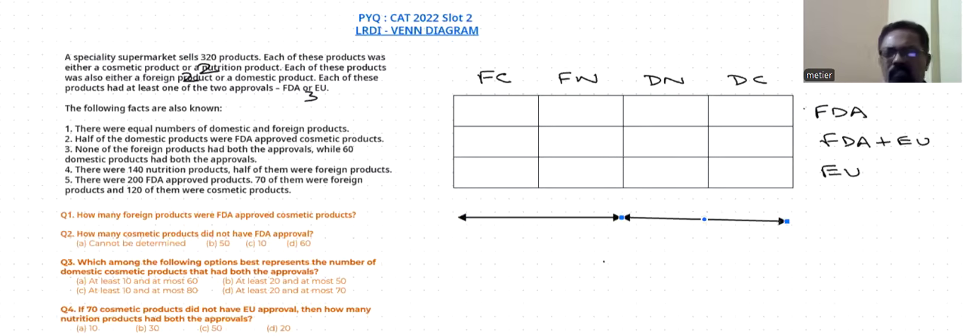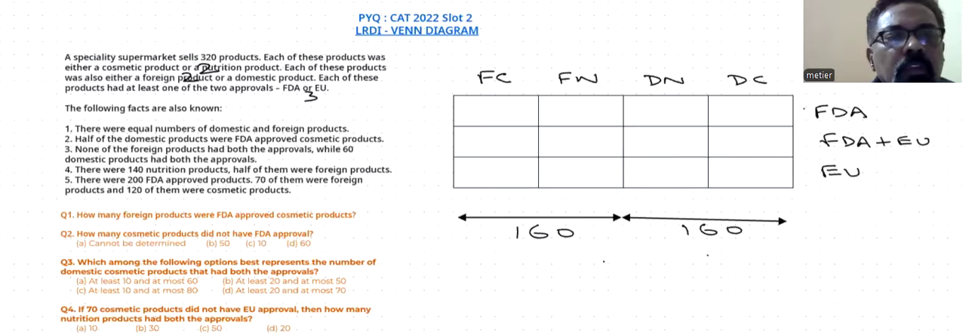Let it be as it is. There is no harm in making some angles. Okay. So what we can write down here is that the total 320 will be distributed. Here it will be 160 foreign and here it will be 160 domestic. Done.